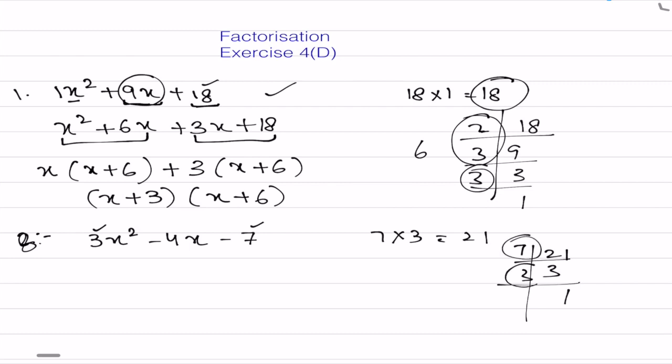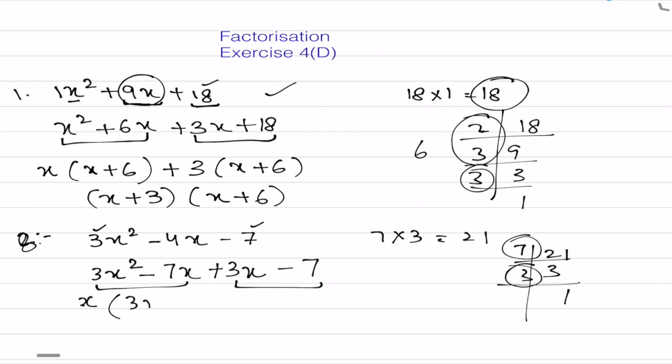Now we have got two factors only, 7 and 3. So 7 minus 3 is 4. So what we will do here, 3x square, now please be careful, it's minus 4x. So it will be minus 7x plus 3x minus 7. Now grouping first two and the last two. So x is common. So what is left?